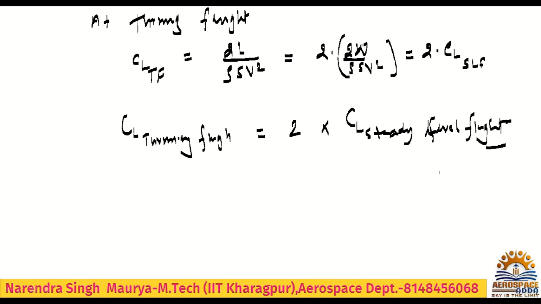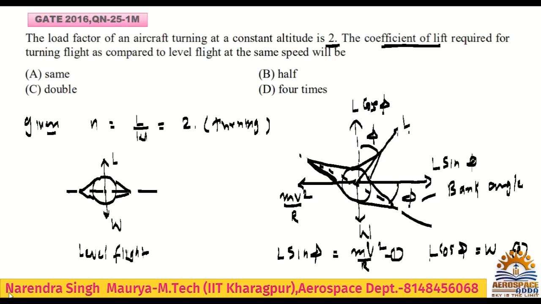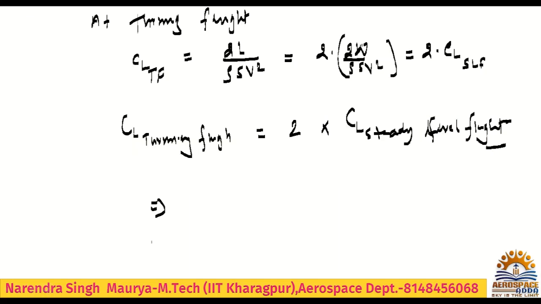I have taken so much time here. So what is your answer? Check. Double. Option C is correct. Okay. Answer is, means during turning CL will be 2 times. So here in this problem, comparison was not between load factor, but between lift coefficient.